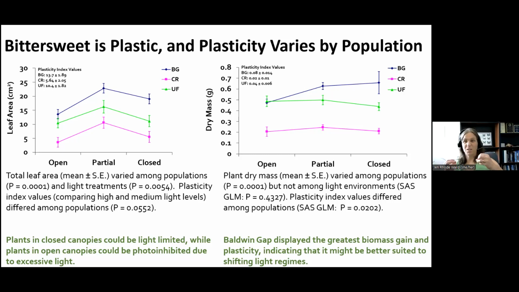And that was just because they sort of switched their above ground and below ground allocation. So if there was a medium amount of light, they made more leaves and smaller roots. And if there was high light or really low light, they made more below ground biomass, more roots. This Baldwin gap had the greatest biomass gain and plasticity, maybe making it more flexible.